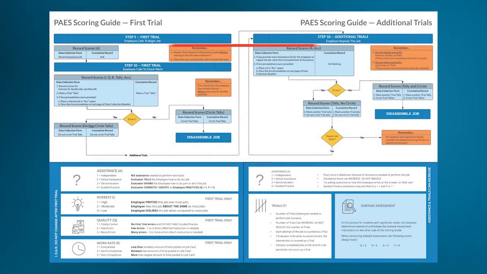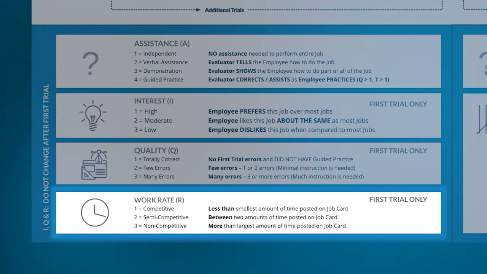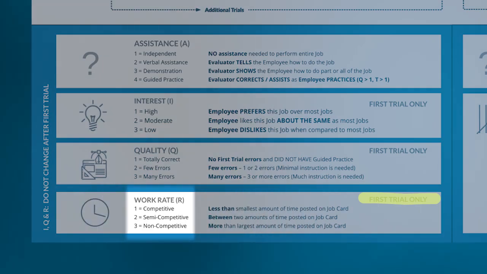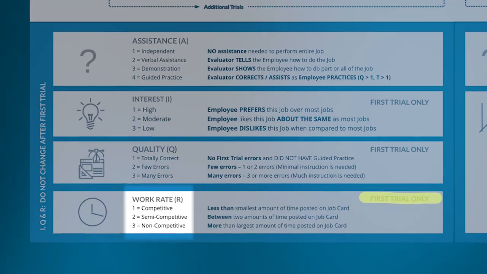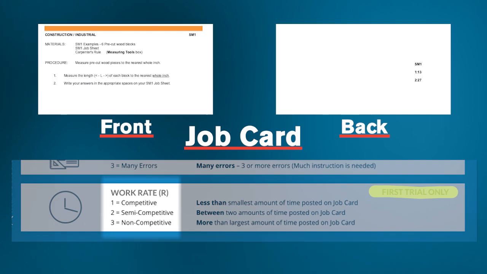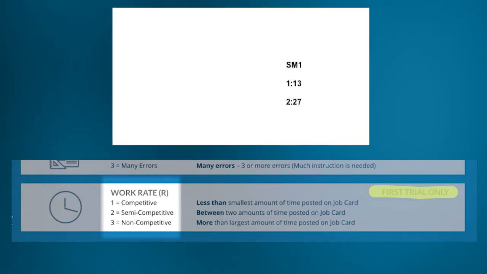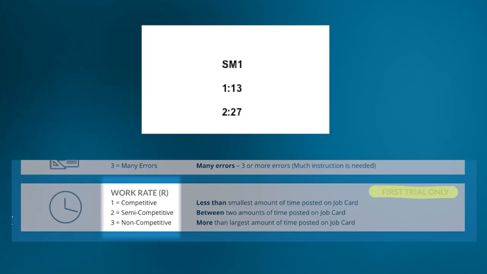An employee's work rate score is based on the amount of time it took to perform the job. Like quality, it is also only assigned on the first trial and can be either a 1, a 2, or a 3. There are 2 amounts of time posted on the back of each job card. Both times are posted in minutes and seconds. If the employee performed the job in less time than the smaller of the 2 times posted on the job card, they earn a work rate score of 1.